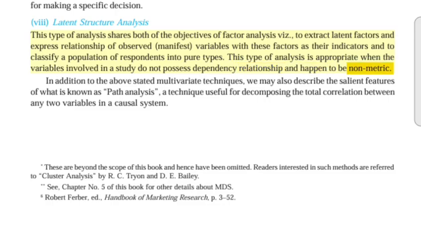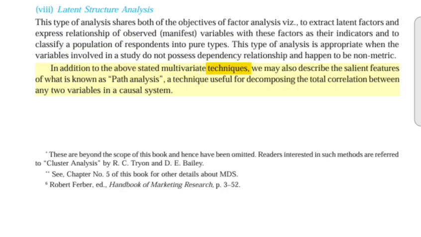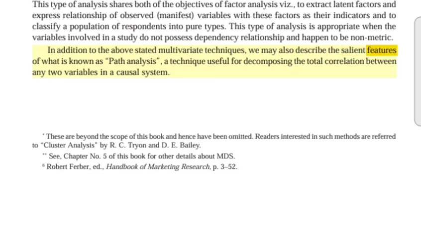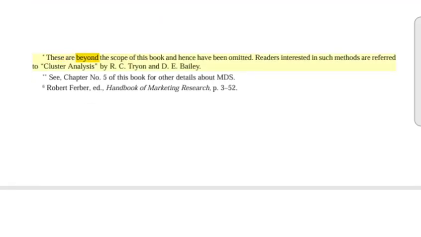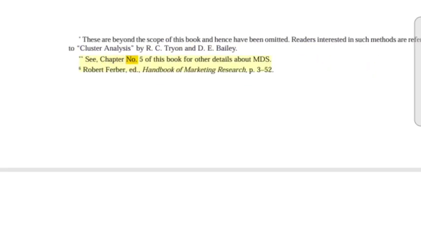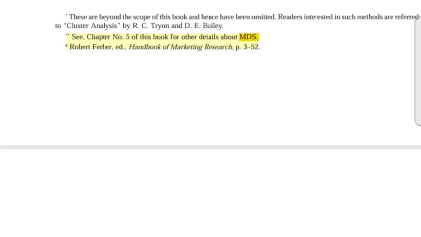In addition to the above stated multivariate techniques, we may also describe the salient features of what is known as path analysis, a technique useful for decomposing the total correlation between any two variables in a causal system. These are beyond the scope of this book and hence have been omitted. Readers interested in such methods are referred to Cluster Analysis by R. C. Tryon and D. E. Bailey. See chapter number 5 of this book for other details about MDS.